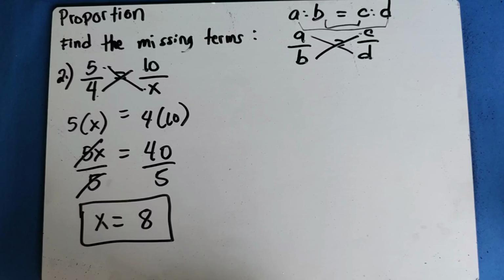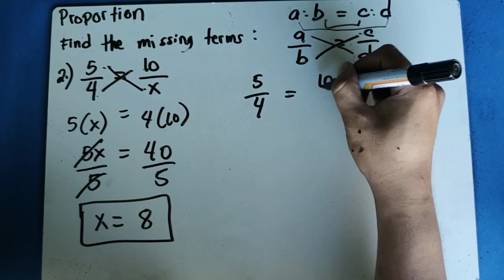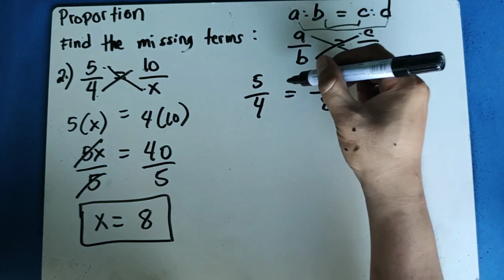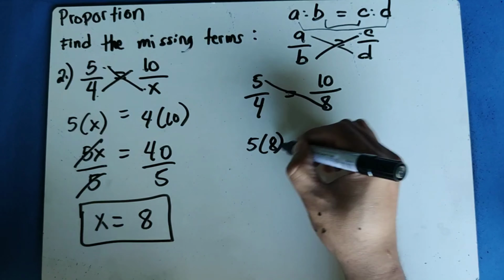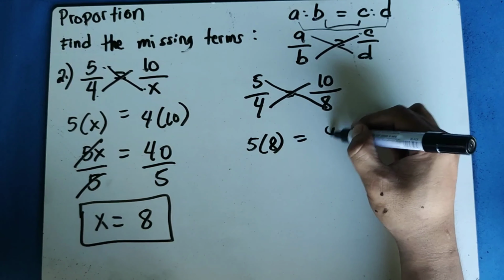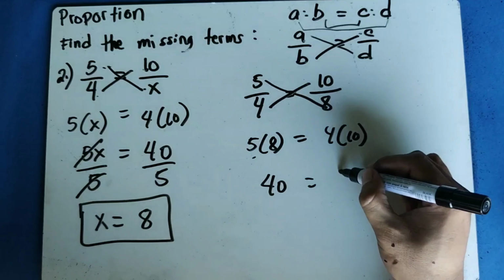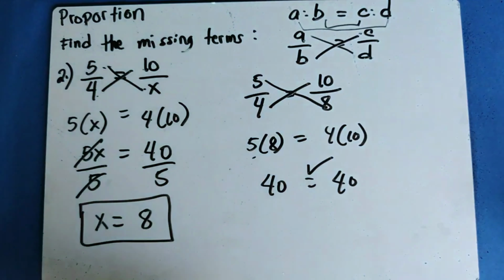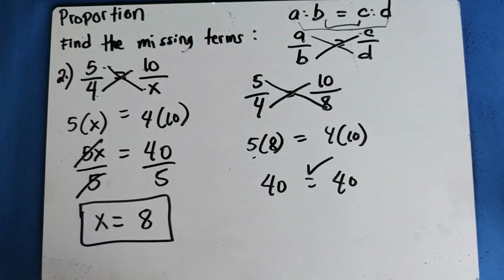Let's apply checking. So 5 over 4 is equal to 10 over 8. So, cross multiplication, 5 times 8 is equal to 4 times 10. So 5 times 8 is 40, and 4 times 10 is 40. Therefore, the missing term is 8.